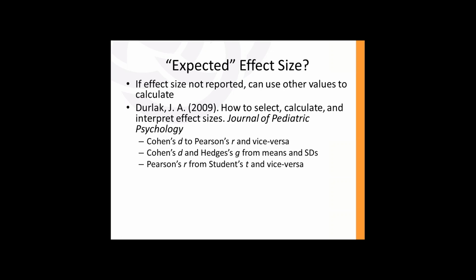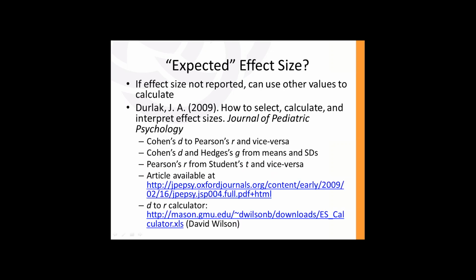And then finally, Durlak also shows how to calculate Pearson's r from Student's t. That's a t-test, and vice versa. The full text of the article is available online for free, so you can track that down. And there's also a very handy calculator if you want to skip all that and just do calculations from Cohen's d to Pearson's r. You can use this calculator that was created by David Wilson at George Mason University.